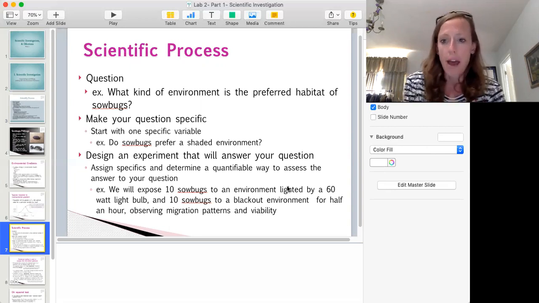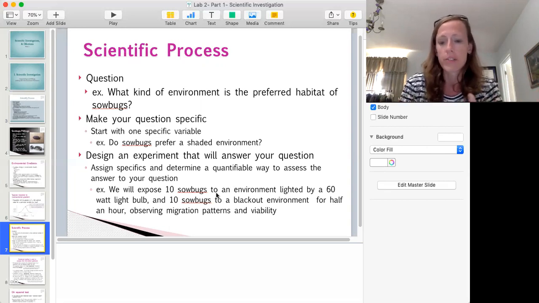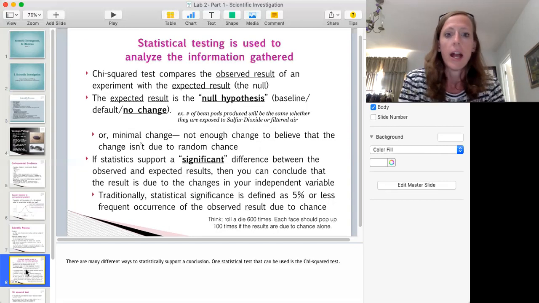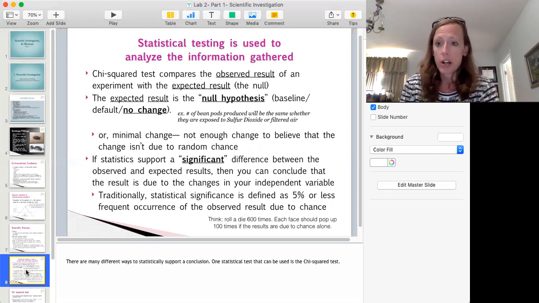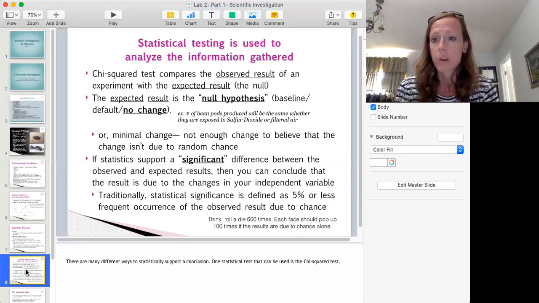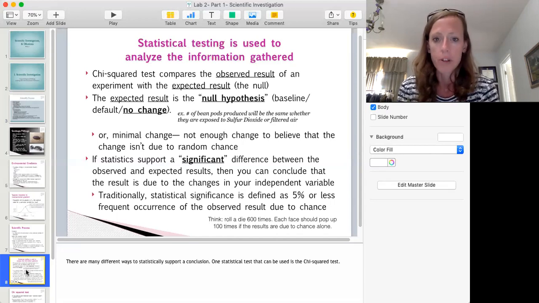So you will think about and design your own experiment, and then you're going to expose your group of Sowbugs to that environment for a period of time, and then see what happens, see where they migrate to, which seems to be the preferred environment for them, okay? And then after the experiment is over, we are going to use statistical testing to analyze the results that you observe. So I said you always need to have some numbers, some quantifiable data to back up your claim.